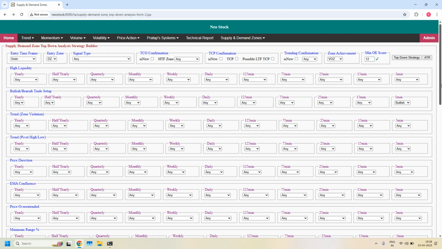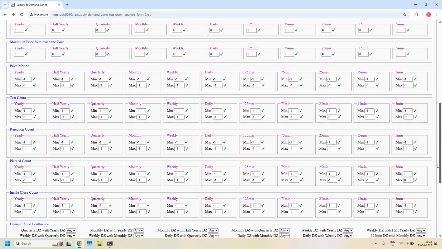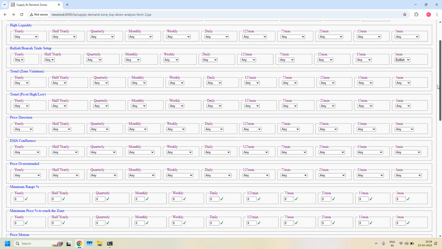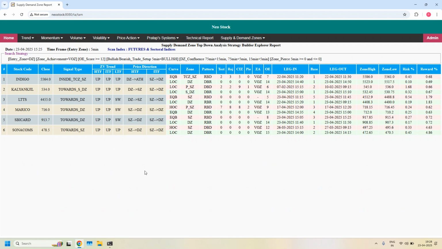Remove the EMA filter. In the demand zone Confluence, 3 filters we have to set. This is the first one, already enabled. Next 5 minutes with 75 minutes. 15 minutes with 75 minutes demand zone Confluence. With all the 3 filters, we got 6 stocks. So 5 minutes demand zones are overlapped with 15 minutes demand zones. Both together overlapped with 75 minutes demand zone.